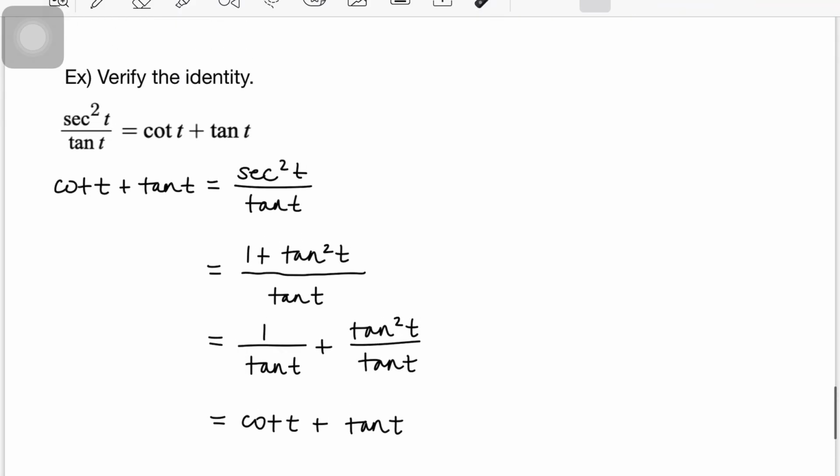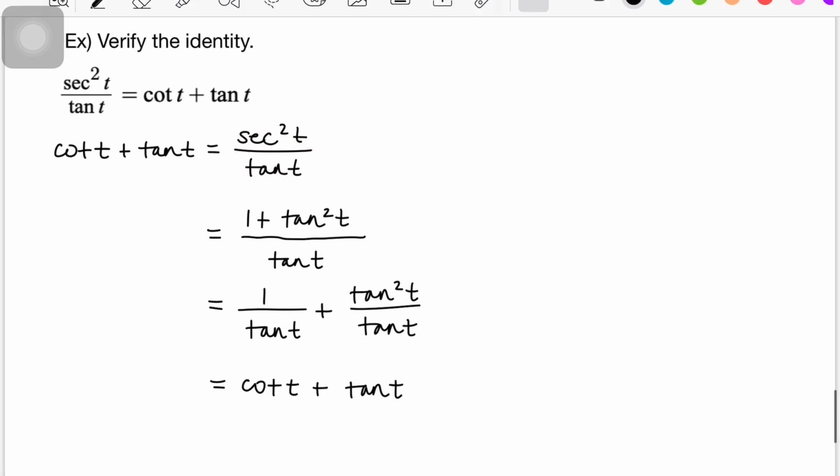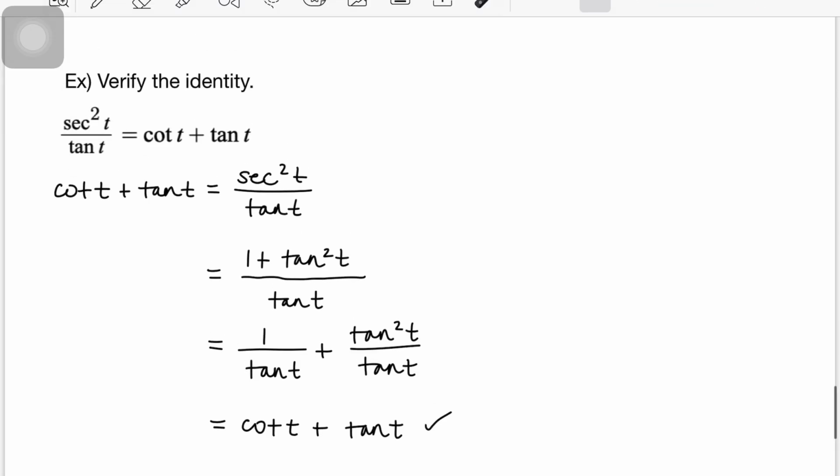And so what we found was that cotangent t plus tangent t is equal to this here. And we did so just by simplifying the more complicated side of our identity. So we've verified this identity. We've showed that this is equal to this here.